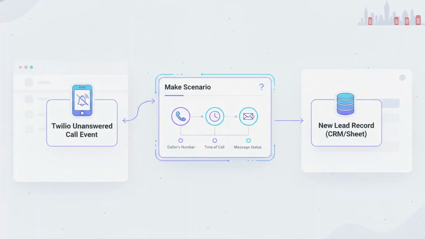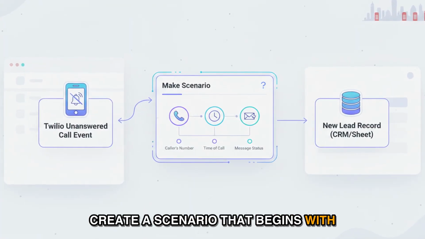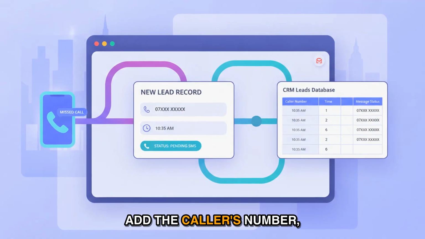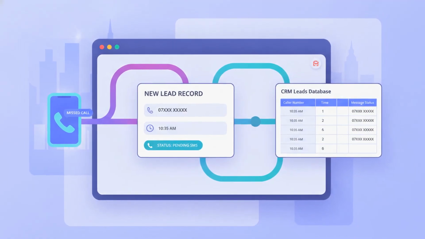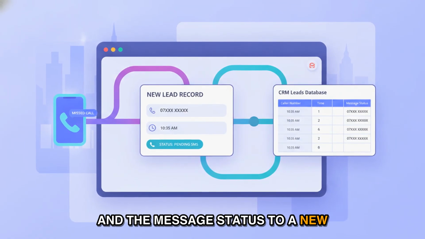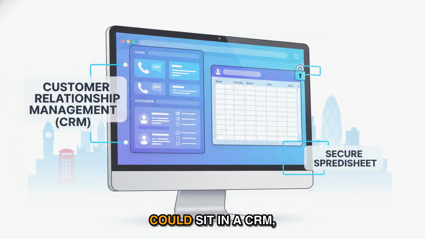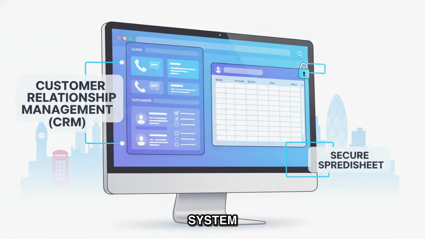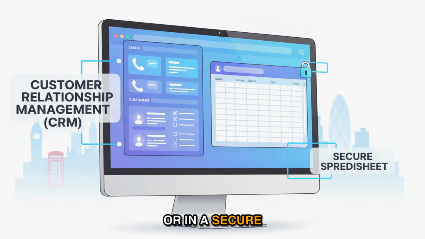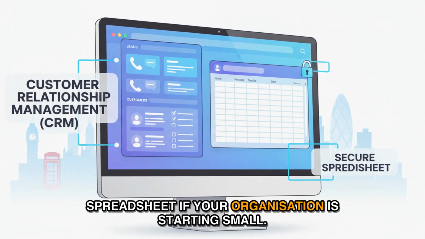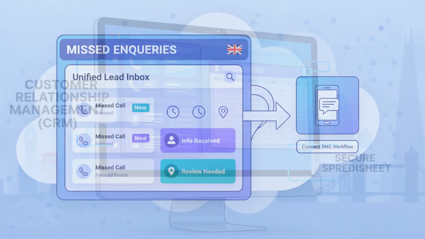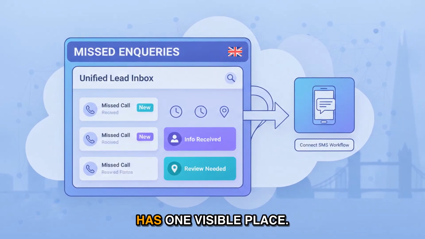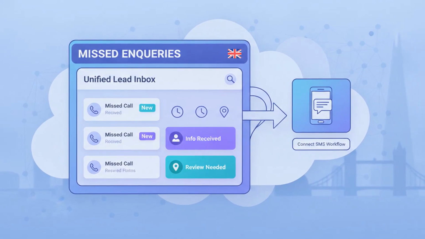In Make, create a scenario that begins with the unanswered call event from Twilio. Add the caller's number, the time of the call, and the message status to a new lead record. That record could sit in a CRM, meaning Customer Relationship Management System, or in a secure spreadsheet if your organization is starting small. The important point is that every missed inquiry has one visible place.